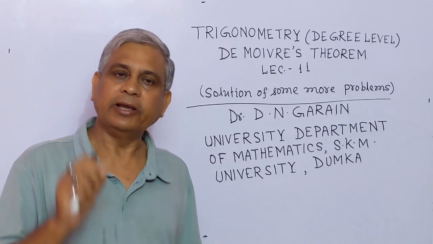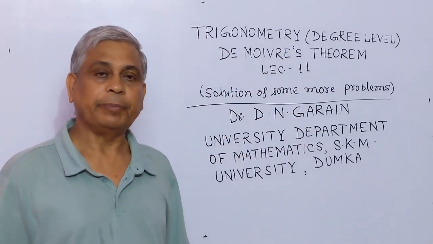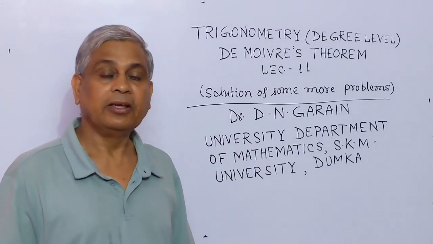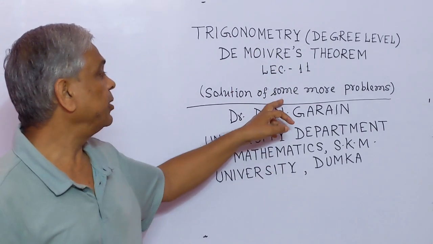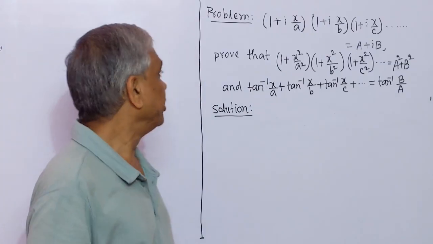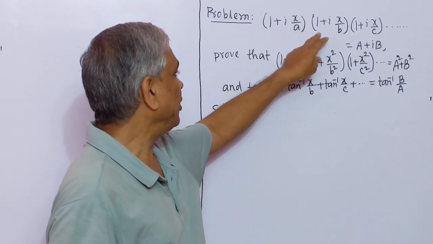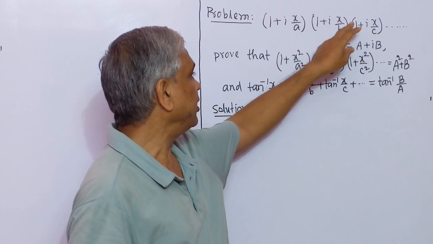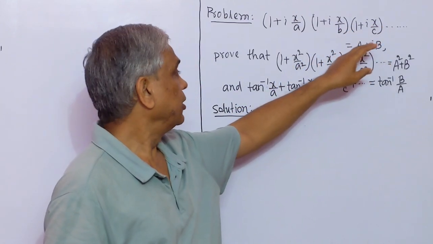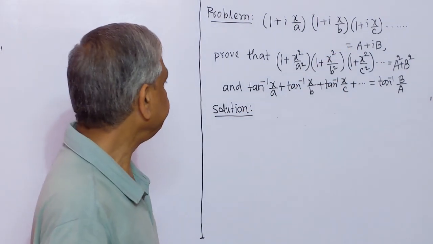Today I will deliver lecture on trigonometry degree level chapter De Moivre's theorem, lecture number 11, in which I will solve some more problems. Now we solve a problem. Problem is (1 + i x/a)(1 + i x/b)(1 + i x/c)... = A + iB.